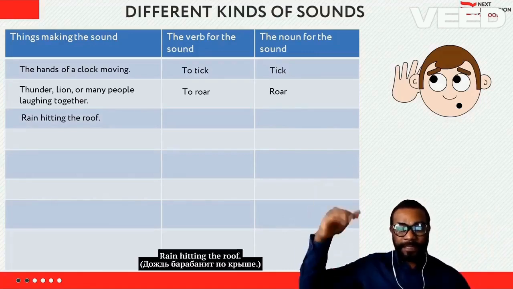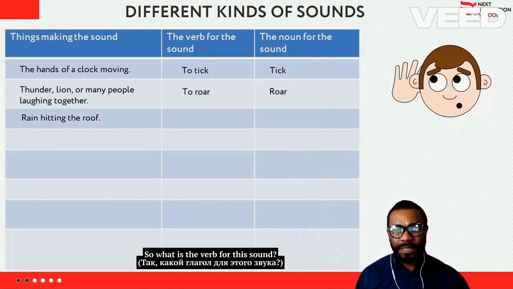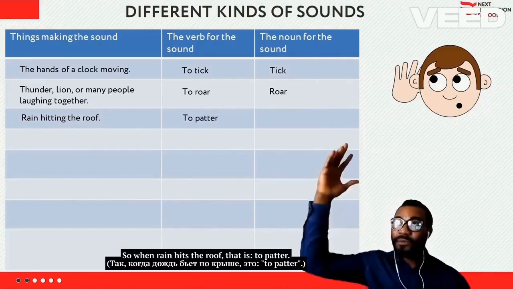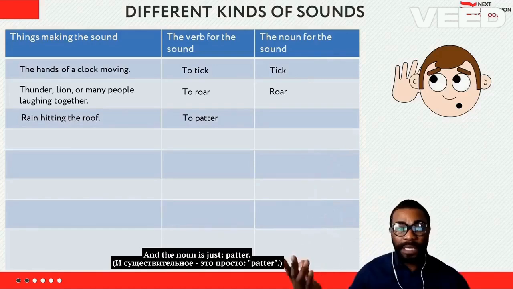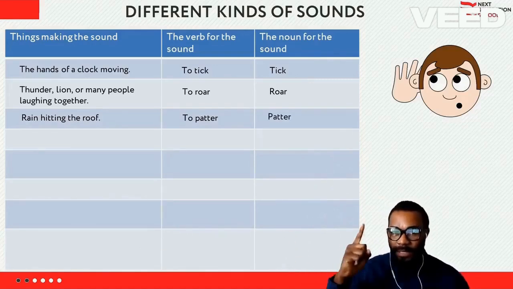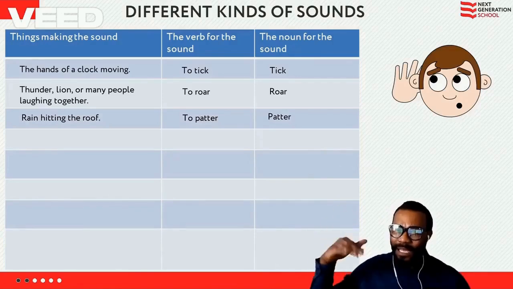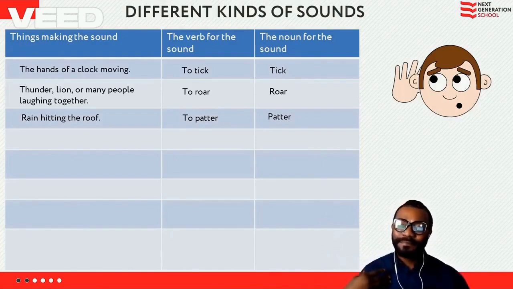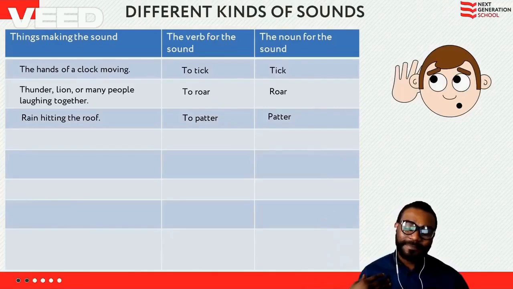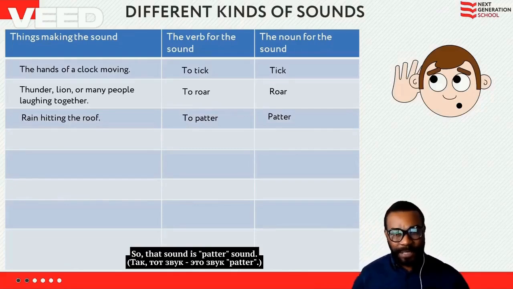Rain hitting the roof. So what is the verb for this sound? It's to patter. So when rain hits the roof, that is to patter, and the noun is just patter. Let's listen to the sound. So comforting, right? So that sound is a patter sound.